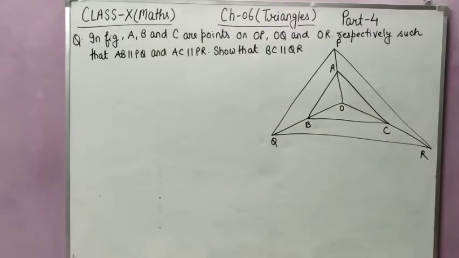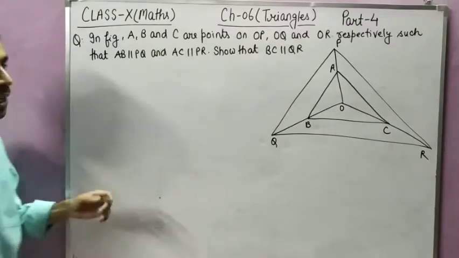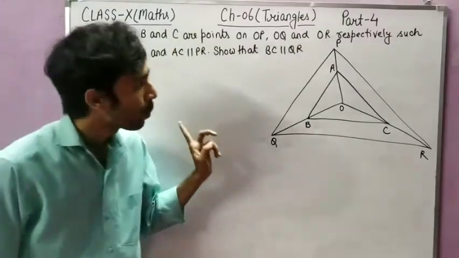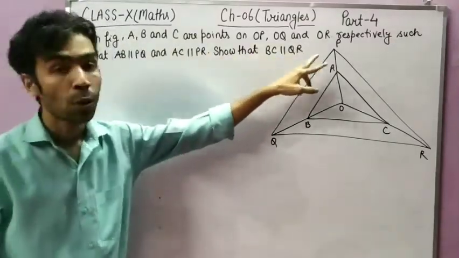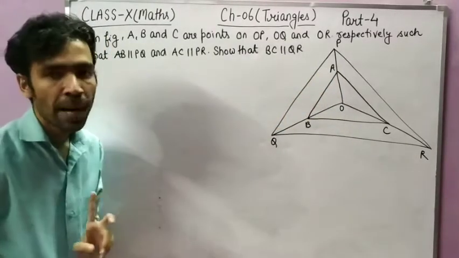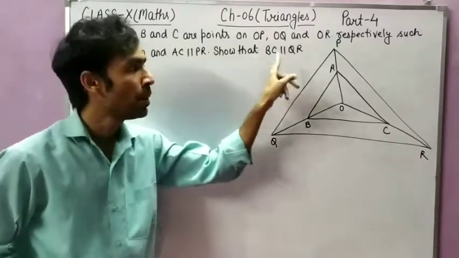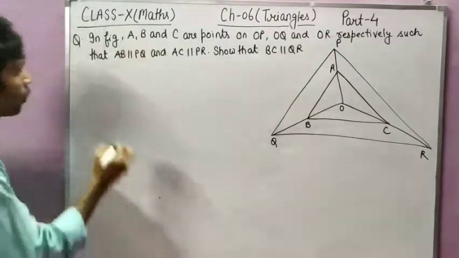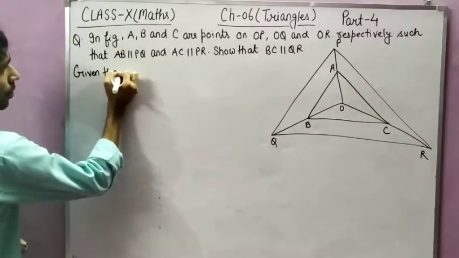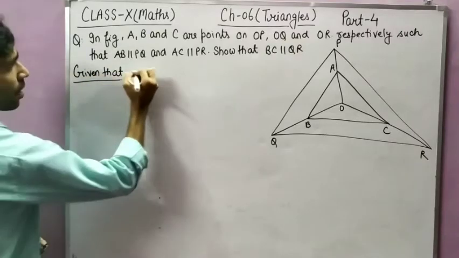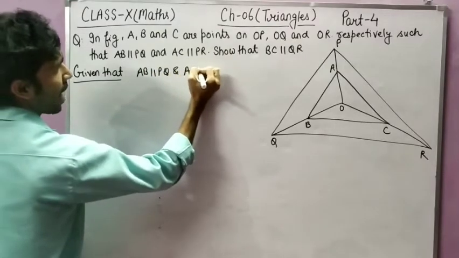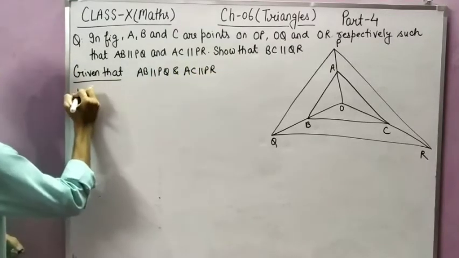Now student, next question for today is: in the figure, A, B and C are points on OP, OQ and OR respectively, such that AB is parallel to PQ and AC is parallel to PR. Then we have to show that BC is also parallel to QR. So whatever is given, first we will write it. Given that, AB is parallel to PQ and AC is parallel to PR. It is given. So what do we have to prove?